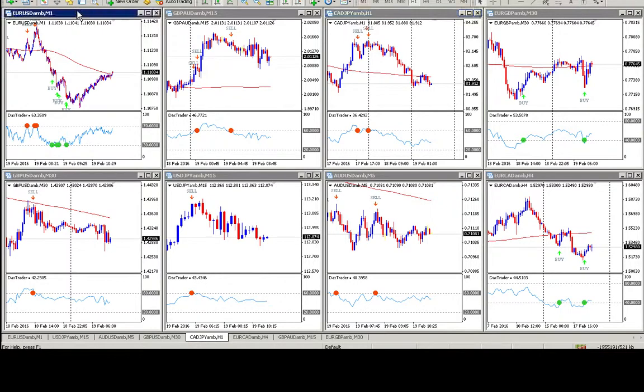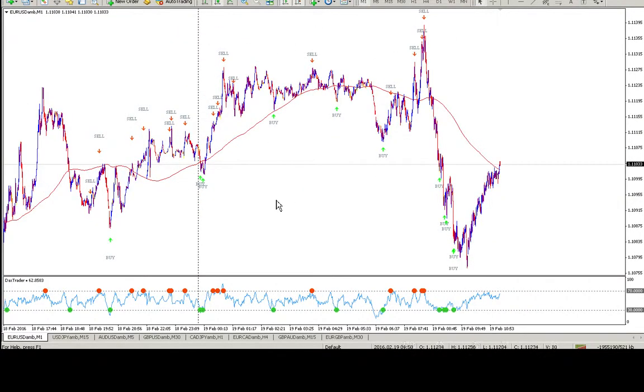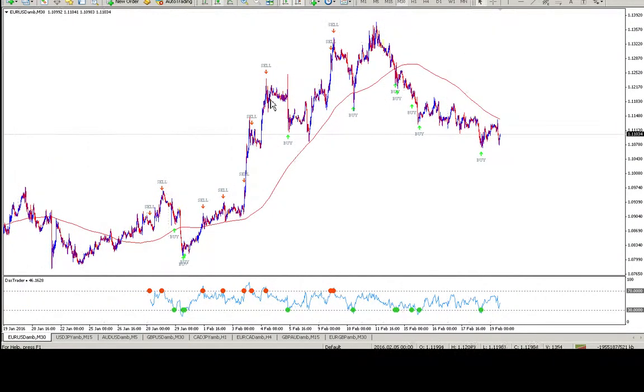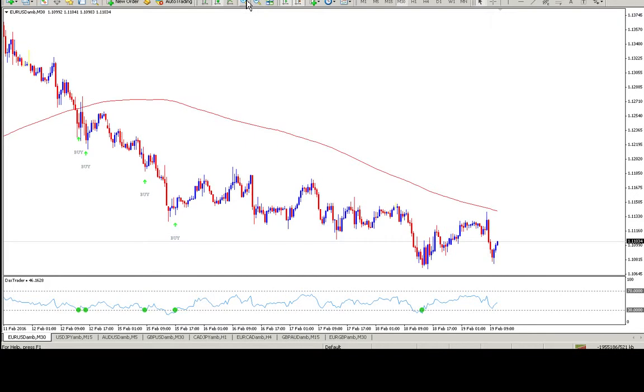Let's go with the Euro USD. Why not? All right, so I've got a chart here. It might look a little bit messy. It's a 1-minute chart, that's probably the reason why. Let's go with a 30-minute chart. Let's just tidy it up a little bit. There we go.